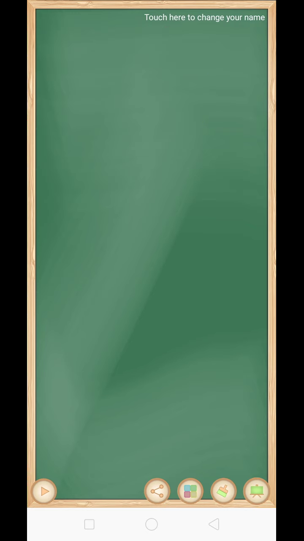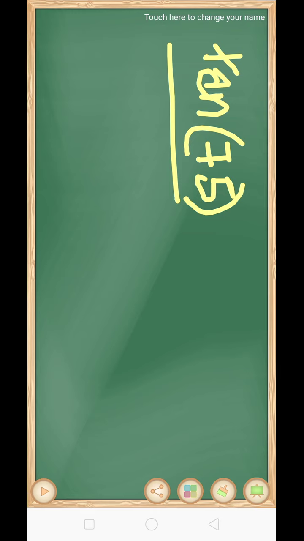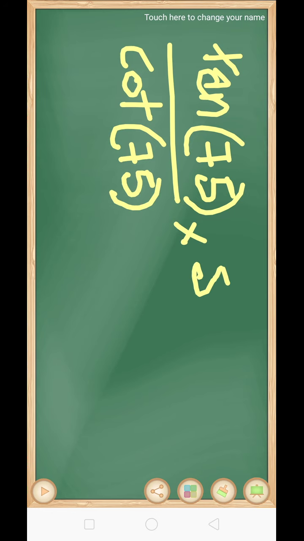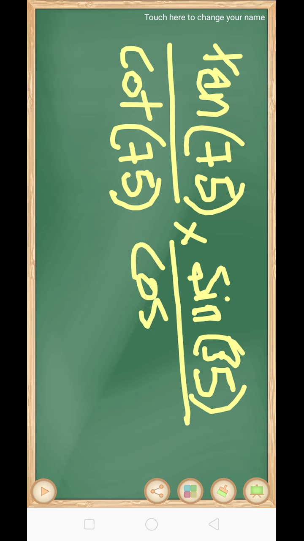Okay. Now, going on to advanced trigo, we have to calculate tan 75 upon cot 75... into sin 35 upon cos 55. Okay. Actually, I'm sorry. A second.